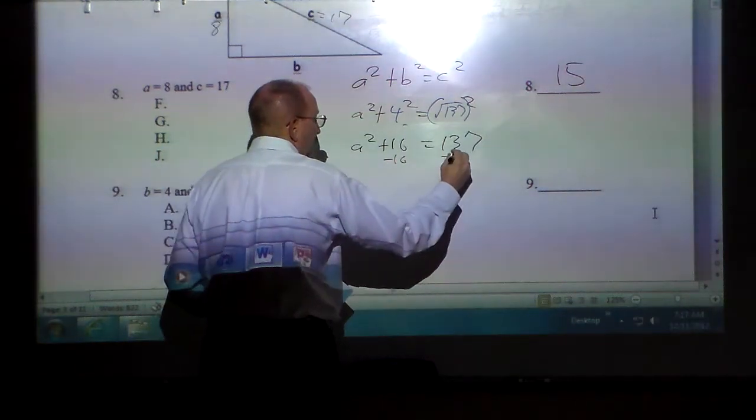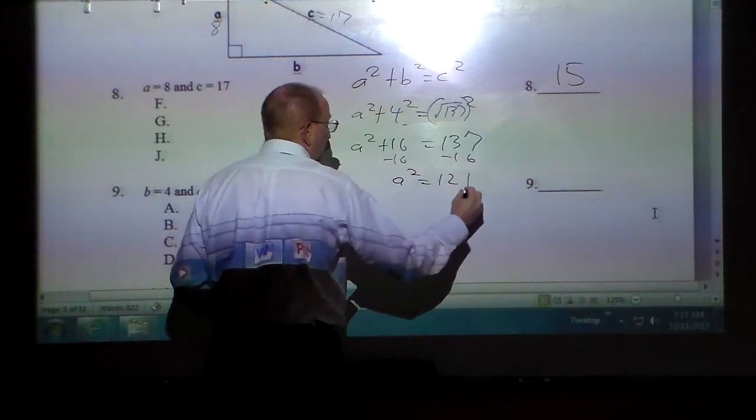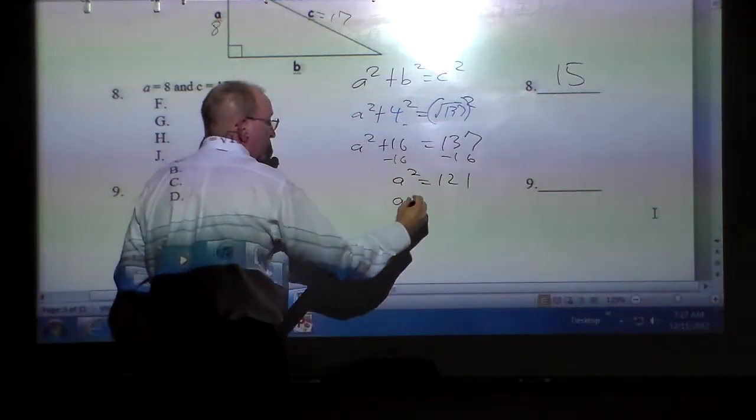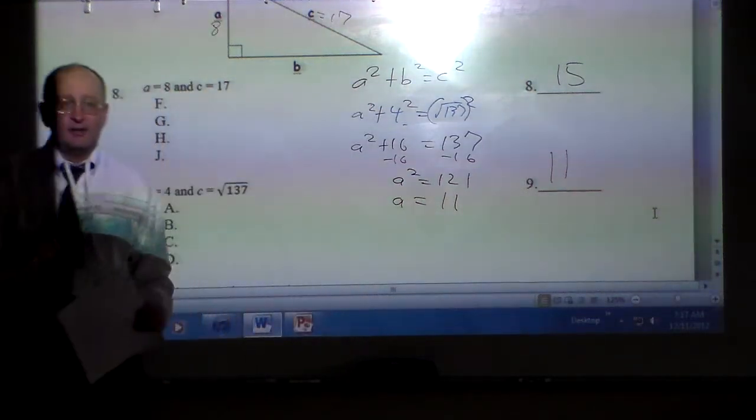Minus 16 from each side. I end up with a squared being 121. And the square root of 121 is 11.